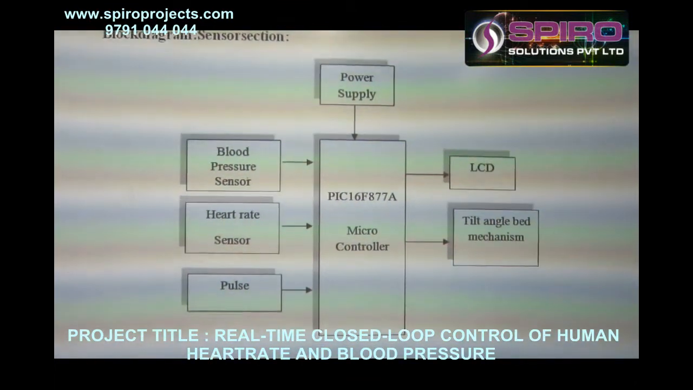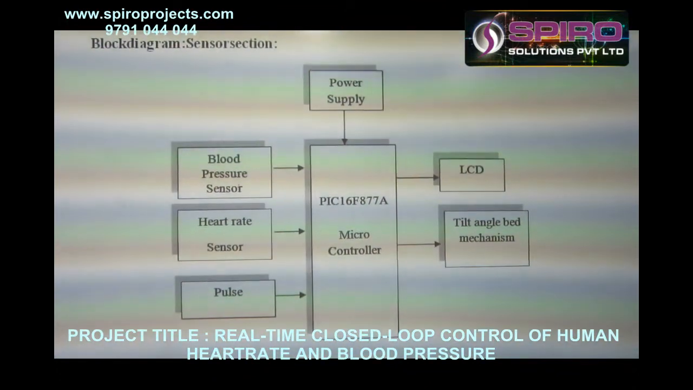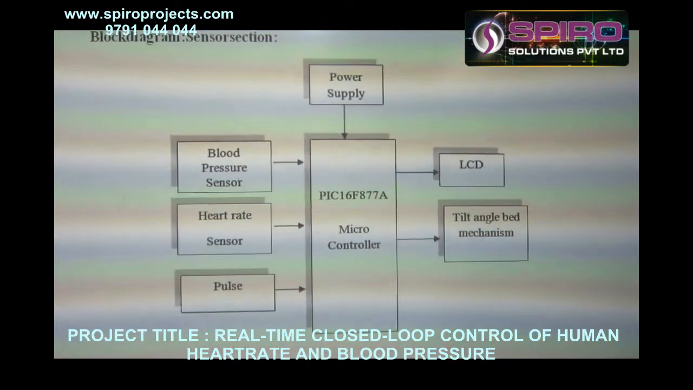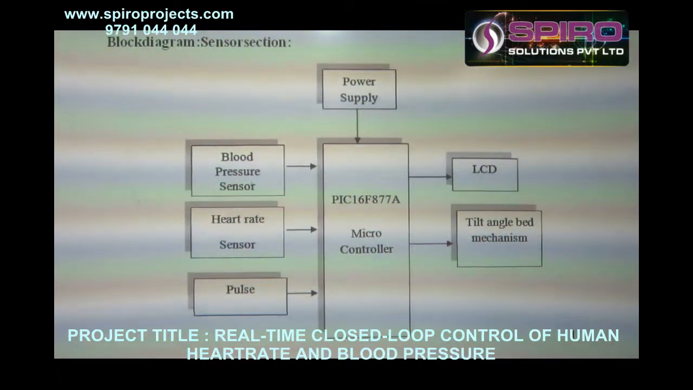In the controller, we place a threshold value. Whenever the reading is above the threshold value, at that time the tilt angle bed mechanism is used to change the direction of the bed. The LCD is used to show the status of our project.